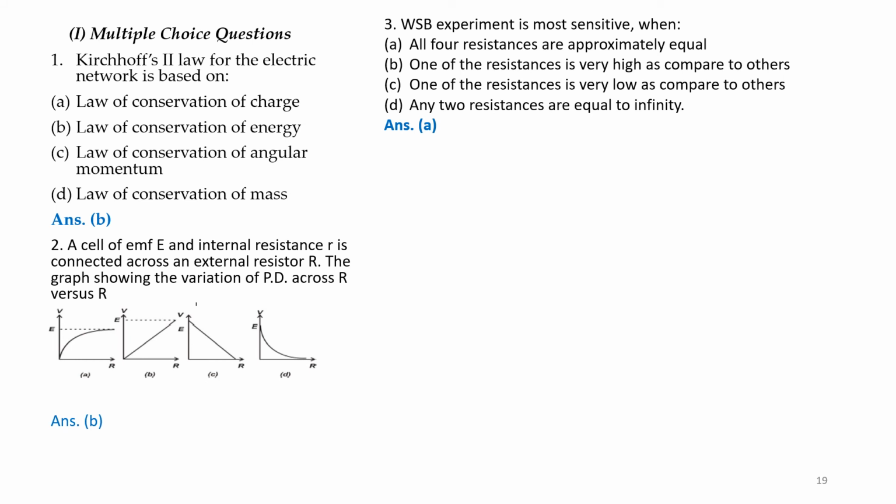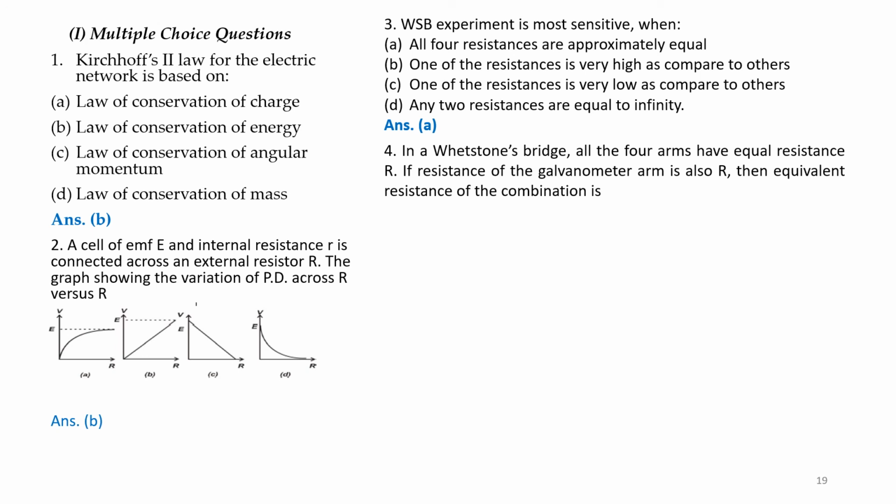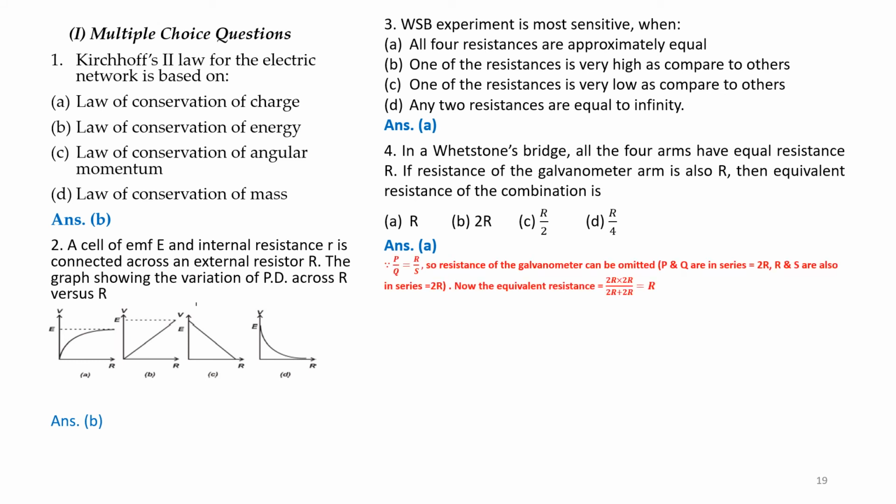Question number 5. For a cell of EMF 2 volts, the balance is obtained for 50 centimeters of the potentiometer wire. If the cell is shunted by a 2 ohm resistor and the balance is obtained across 40 centimeters of the wire, then the internal resistance of the cell is given by A 1 ohm, B 0.5 ohm, C 1.2 ohm, D 2.5 ohm. The correct answer is B. Small r is equal to capital R into L1 minus L2 divided by L2. Substituting the values, we get 2 into 50 minus 40 divided by 40. The answer is 0.5 ohms, that is B.